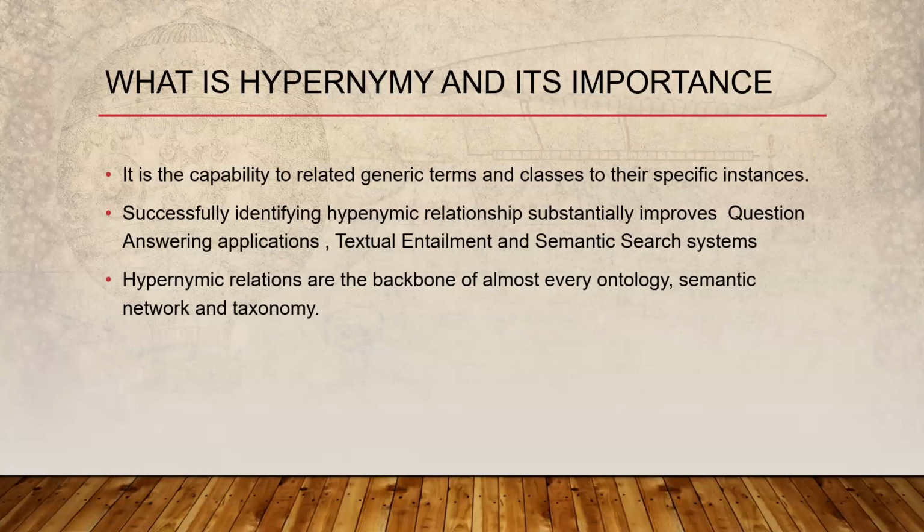Now, talking more about what hypernymy is, and its importance. This is the capability of relating a generic term and the classes to its specific instances. Given an example, we can talk about an is-a relationship like dog, animal. There is a hypernym relationship between dog and animal. In the same way, there are entity relationships where we can say that one thing is an instance of another thing, like Rome is a city. So Rome is an instance of city.